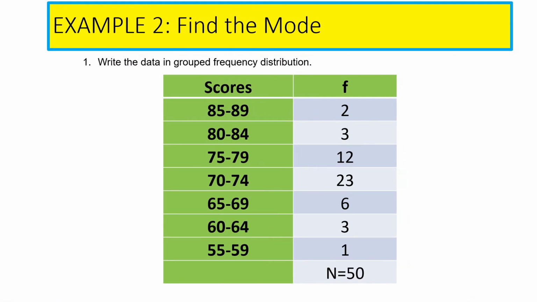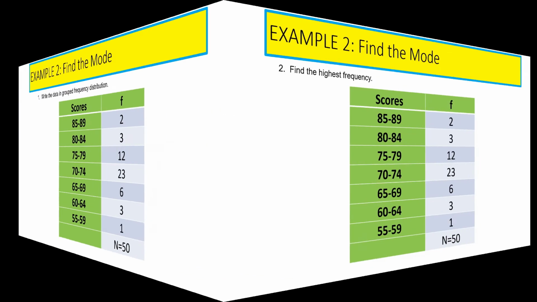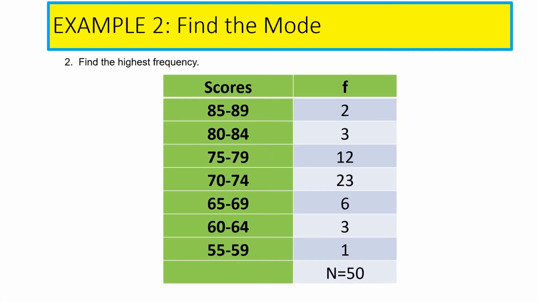So we are in step 1. Write the data in group frequency distribution. The data is already in group frequency distribution. We are now in step 2. We need to find the highest frequency. What is the highest frequency? The highest frequency is 23.